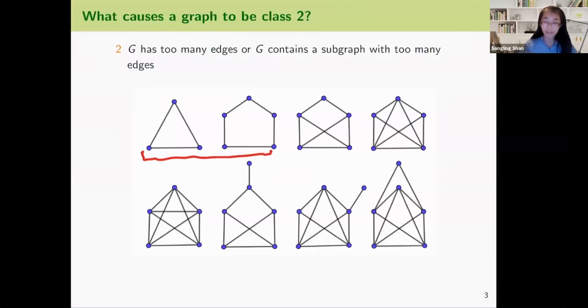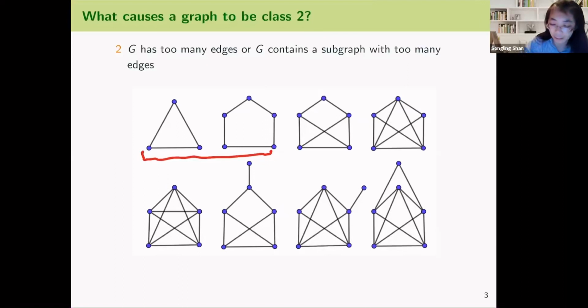For the triangle, a maximum matching can only contain 1 edge, but the graph has 3 edges, right? So we have to partition the edges into 3 edge-disjoint matchings. So we need to use 3 colors. And the same thing for this C5.